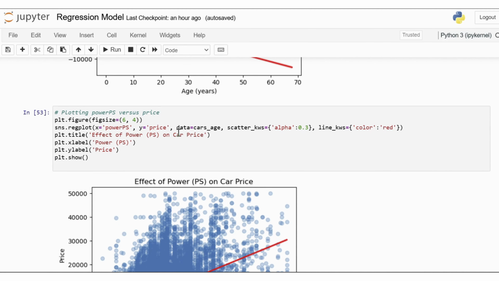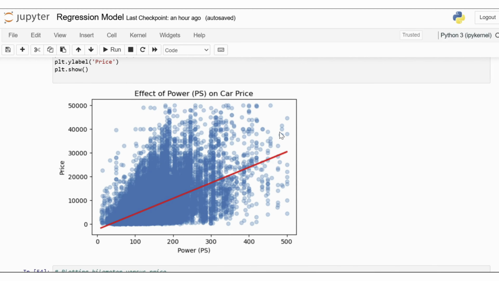Let's explain the scatter plot showing the effect of car power on car price. So, the scatter plot shows a clear positive trend, meaning that as the power of the car increases, its price generally increases as well. This is represented by the upward slope of the red regression line.